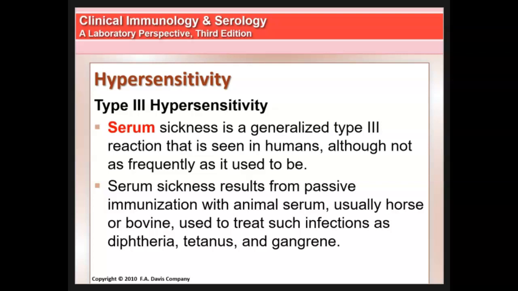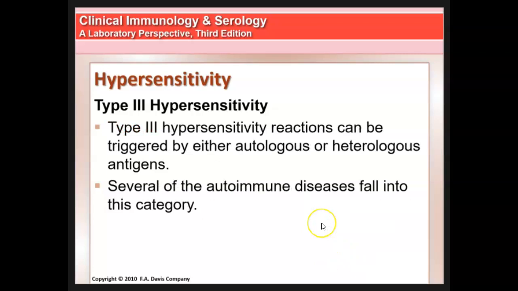Serum sickness is a generalized type 3 reaction that is seen in humans, although not as frequently as it used to be. And serum sickness results from passive immunization with animal serum, usually horse or bovine, used to treat infections like diphtheria, tetanus, and gangrene. This is a reaction to proteins in antiserum derived from animals, usually 4 to 10 days after exposure, and the symptoms are fever, skin eruptions, joint pain, and swollen lymph nodes, but usually asymptomatic.